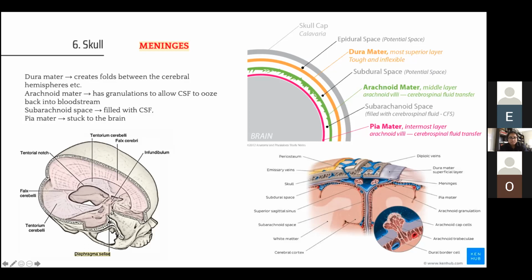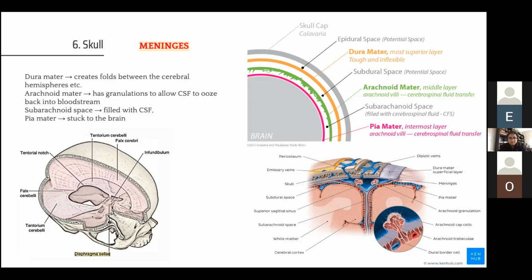So you've got your arachnoid mater, which is the green part. Under the arachnoid mater, you have the subarachnoid space. So the subarachnoid space is filled with cerebrospinal fluid, filled with CSF. It's also where the circle of Willis sits under the brain. And then you've got the pia mater, and the pia mater is essentially just stuck to the brain, so there's no space under there.